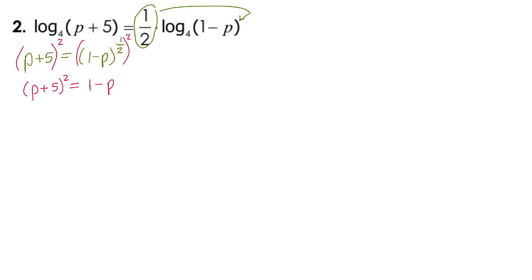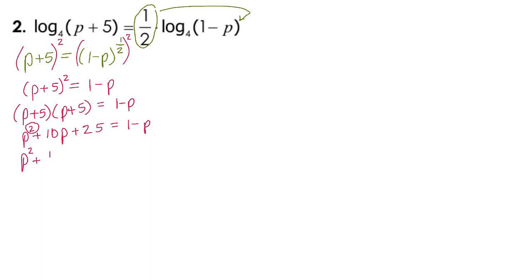Now here we need to FOIL this out. Remember, p plus 5 all squared is p plus 5 times p plus 5. And that equals 1 minus p. So that's going to give us p squared plus 10p plus 25 equals 1 minus p. So getting everything together on one side, and we know to do that because we have a squared term, we're going to add p over, so that's going to give me 11p plus, and if I subtract 1 over, I'm going to have 24, and all of that equals 0.